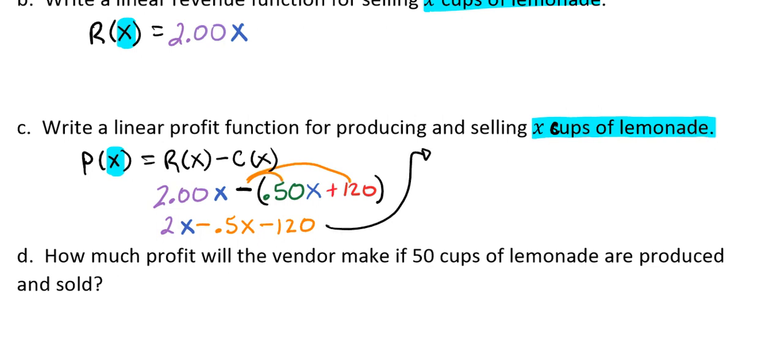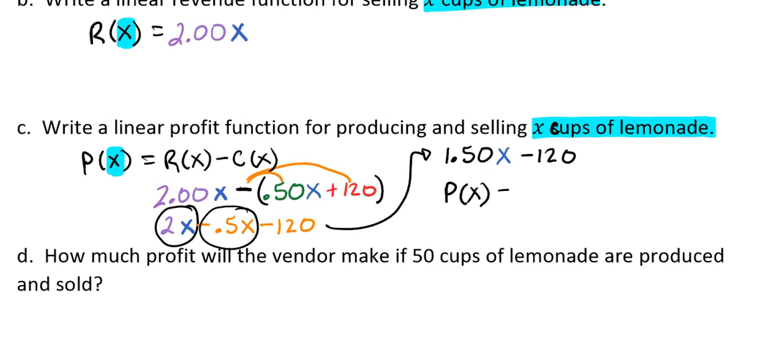From here, we're going to combine our like terms. So if I have 2x and I subtract 0.5x, so if I have $2 and I subtract 50 cents, that means that I have $1.50 for each of my cups of lemonade, minus the $120 for my booth. So my profit equation then becomes that I only make $1.50 for each cup of lemonade that's profit, minus $120 for the booth. So that is our profit equation.